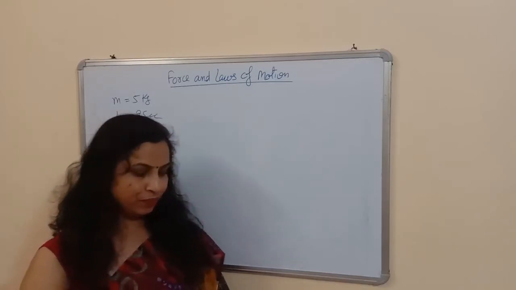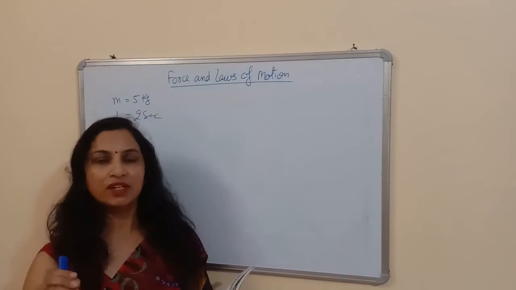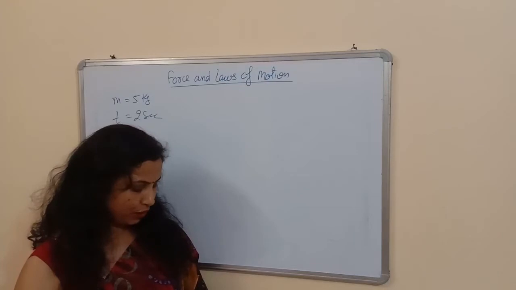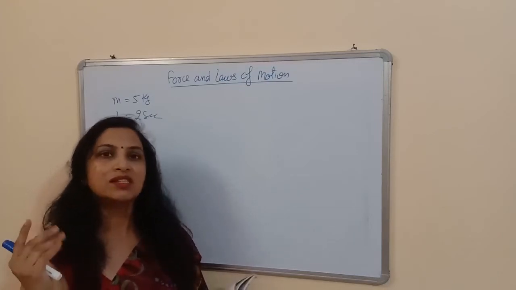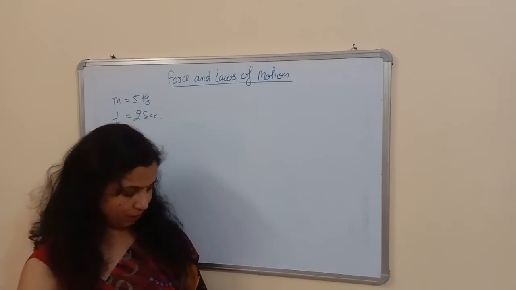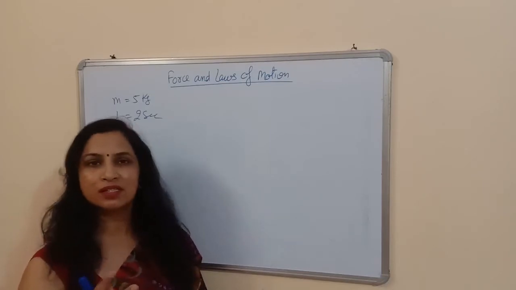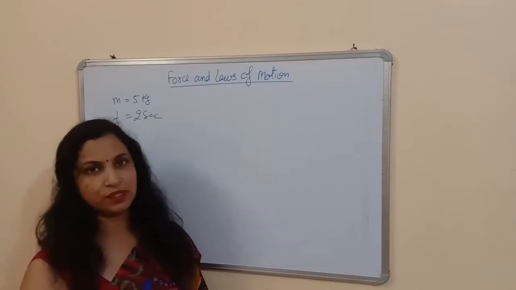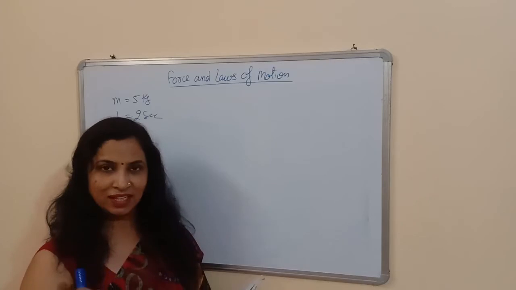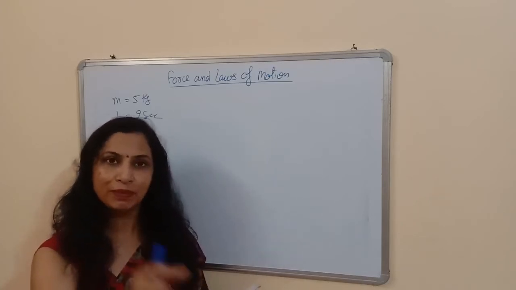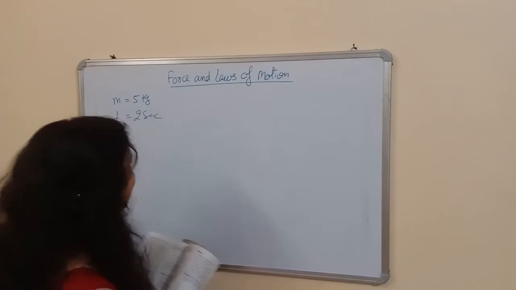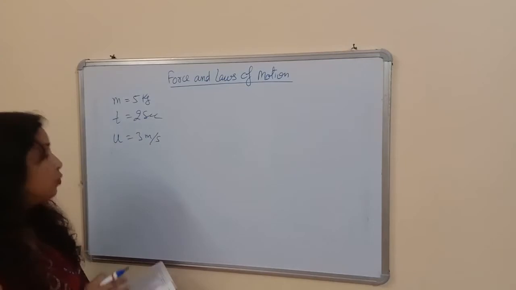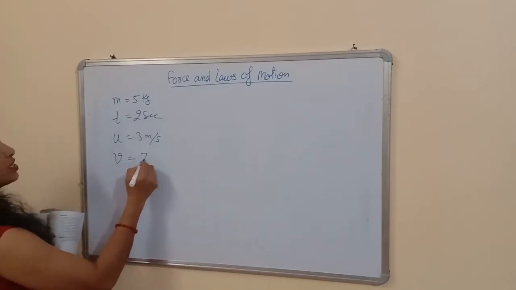In every numerical of physics, first you write the values which are given in the question. Like, a constant force acts on a body of mass 5 kg. So this is the mass of the body, which is 5 kg. For a duration of 2 seconds, this is the time, which is 2 seconds. It increased the object's velocity from 3 meter per second to 7 meter per second. Since the velocity changes from 3 to 7, 3 meter per second is the initial velocity, and 7 meter per second is the final velocity.